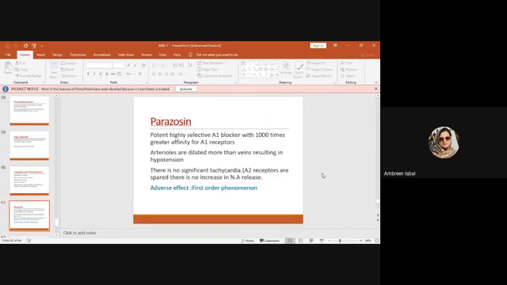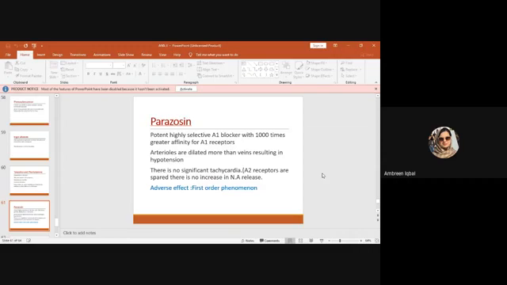Prazosin is very important, as we are going to discuss it every time when we discuss pharma. Prazosin is a potent, highly selective alpha-1 blocker with 1,000 times greater affinity for alpha-1 receptors. Arterioles are dilated more than veins, resulting in hypotension. So there is no significant tachycardia, as this is purely an alpha-1 blocker. So it is going to spare the alpha-2 receptors. So alpha-2 receptors are spared with no increase in the noradrenaline release.